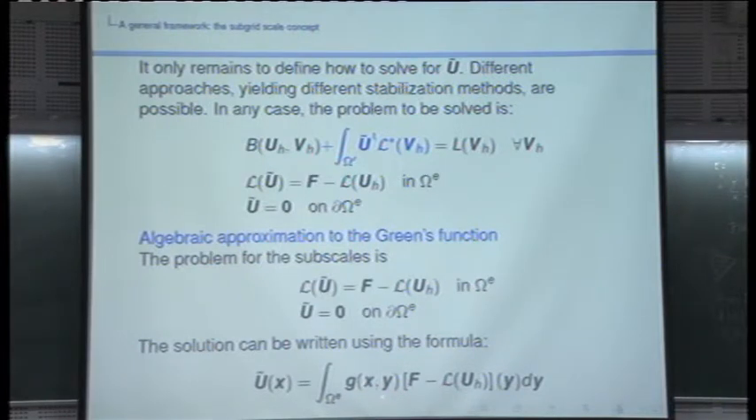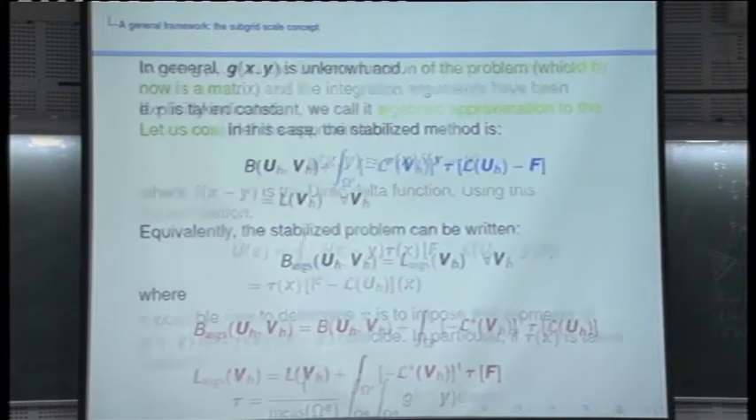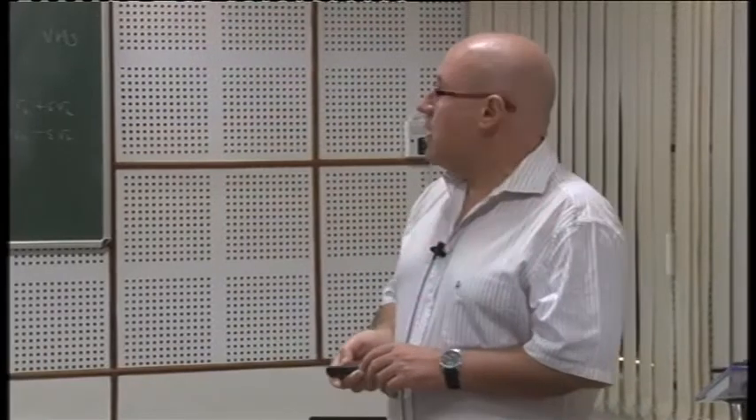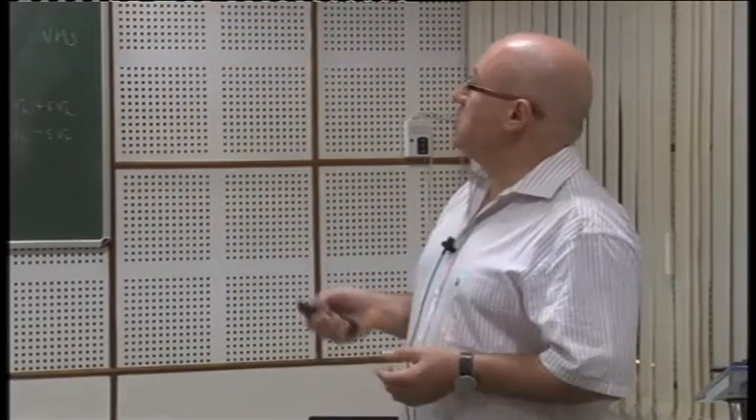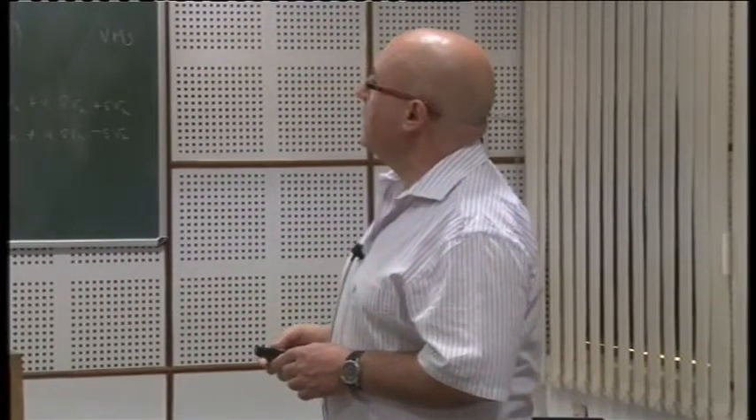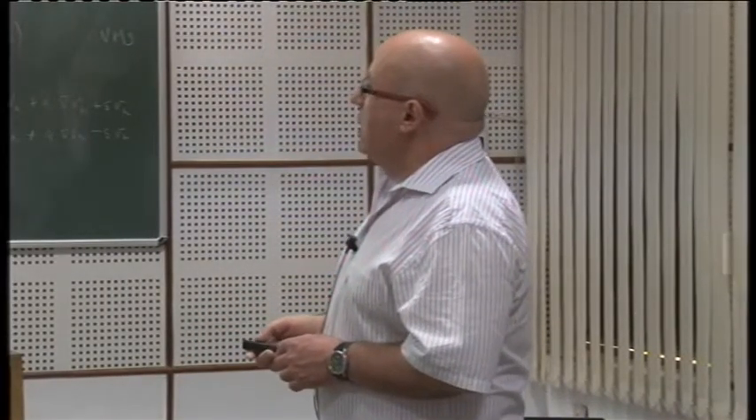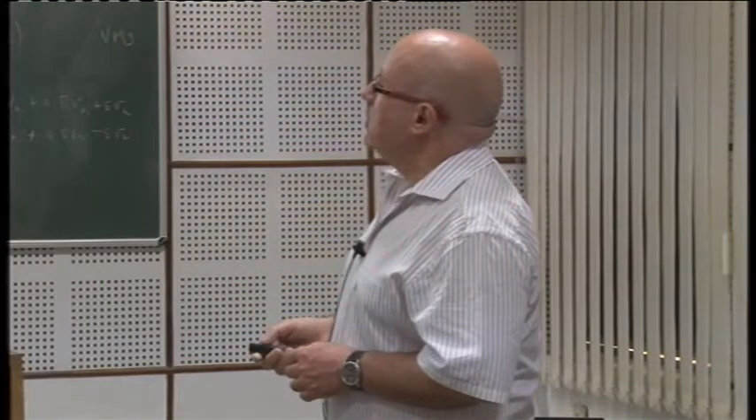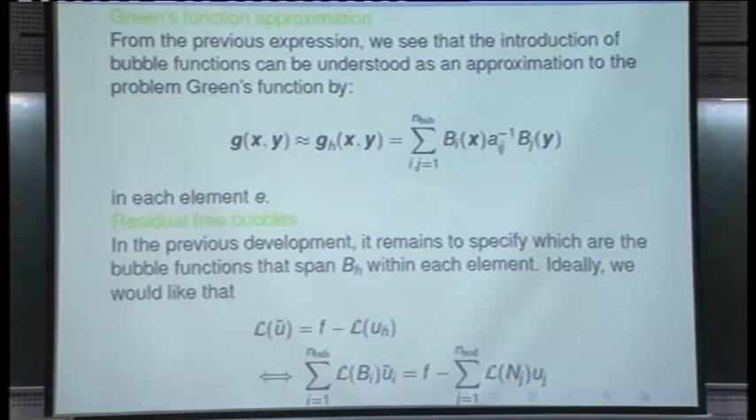There is a clear link between that exact approximation and that one using bubble functions, which can be understood as a certain approximation of the function g. Is that clear? Good. So that's just a fact, that link. So we have a certain approximation of the problem's Green's function. There is a particular case of that residual bubble approximation. That's what I was mentioning before.